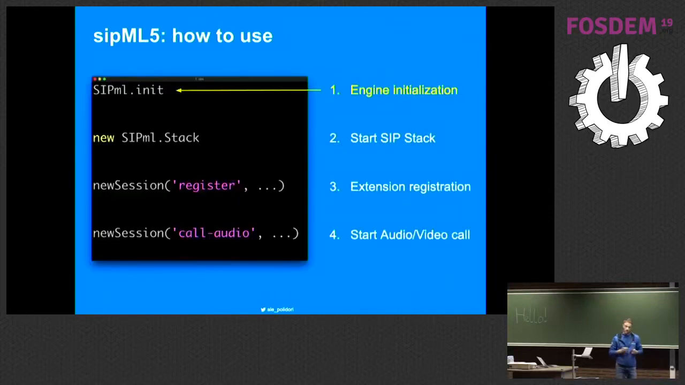Okay, now we are going to see how to implement a SIP phone using sipML5 with only four steps. First of all, you have to initialize the engine. In this case, there is the global JavaScript object called SIPml, and we call the init method. Then we start the SIP stack. At this point, we can register the phone extension to the server PBX, calling the new session API, and at the end, we can make a new audio or video call.